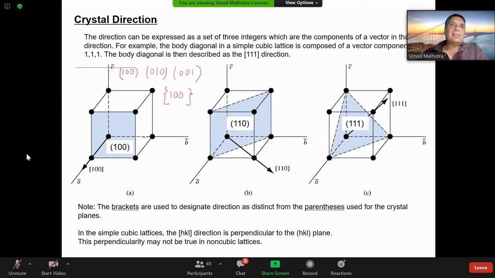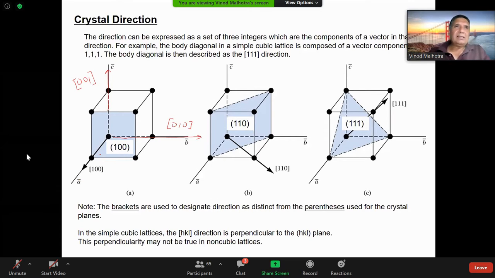Okay. Now you could do the same thing with the directions. Say for instance, this is the 100 direction. If I were to say what is the 010 direction, I would say this is the 010 direction. What is the 001 direction? Then that will be this direction. Let me erase this stuff so that it gets out of the way. So these are the three directions.